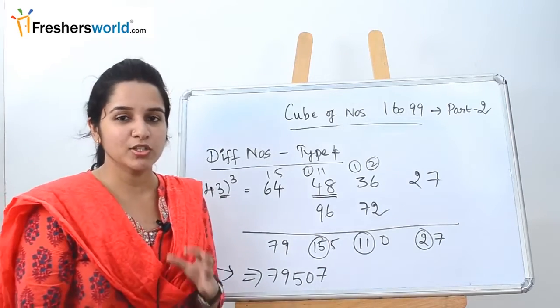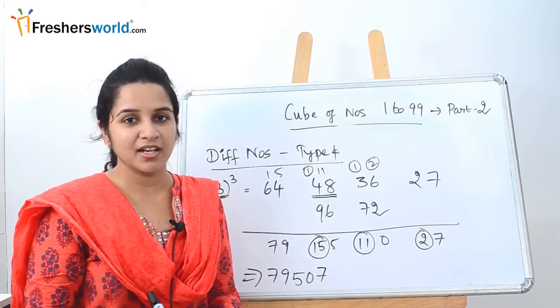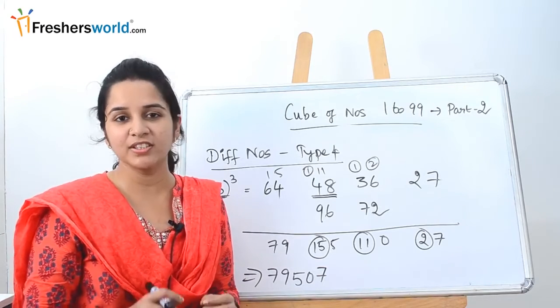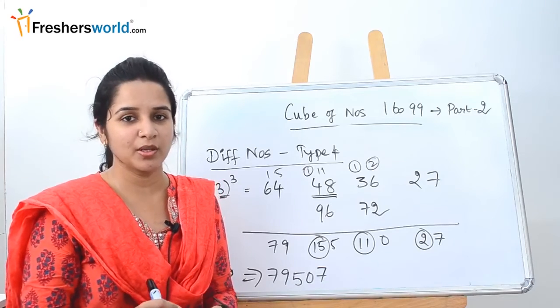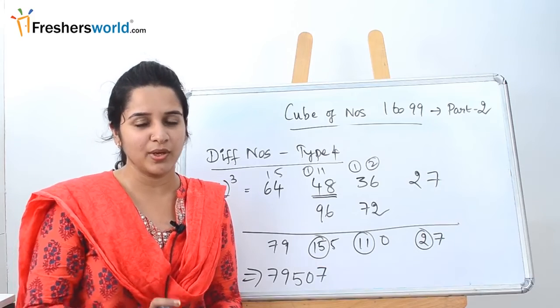So the first time while you are solving all these 4 types, you might find this a much more difficult method. But once you get started solving it, it will be very easy for you and within seconds you can solve the cubes of the numbers from 1 to 99 if you are thorough with all these 4 types that we dealt with in part 1 and part 2.